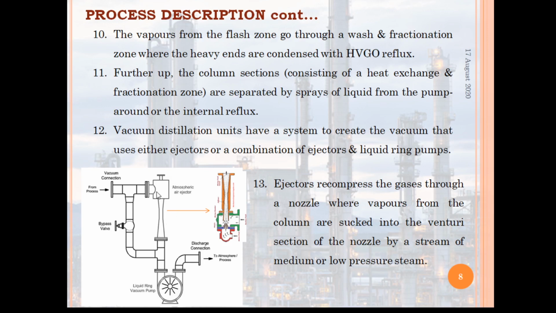So sometimes there are ejectors only, and somewhere there is a combination of ejectors as well as the liquid ring pumps. These two, or any single one of this equipment, helps to create the vacuum inside the vacuum distillation unit. So these are the two things which help to create the vacuum inside the vacuum distillation units: ejectors and the liquid ring pumps.